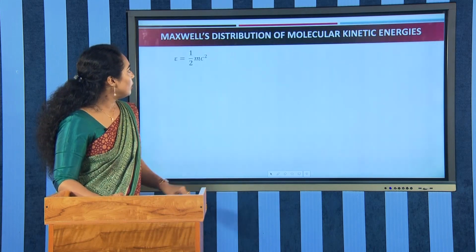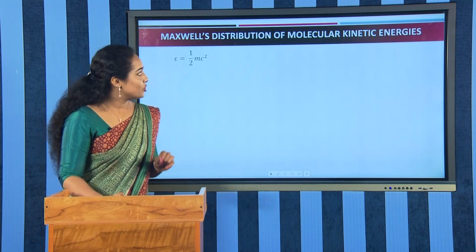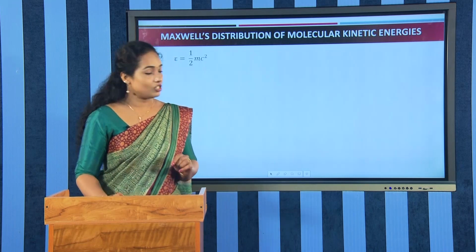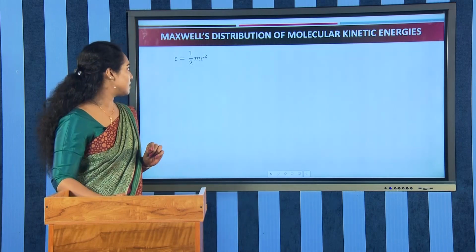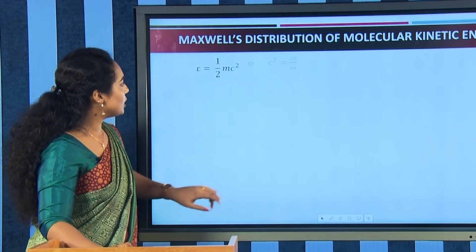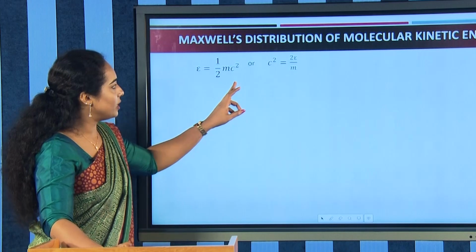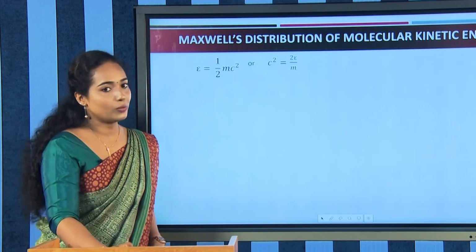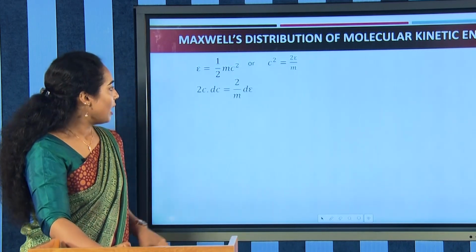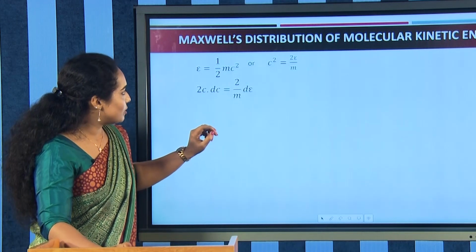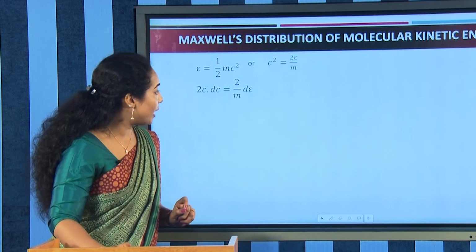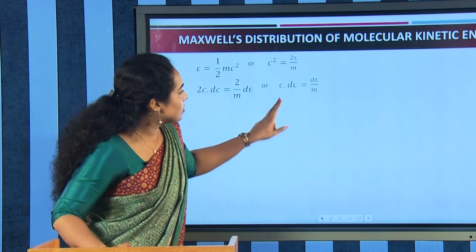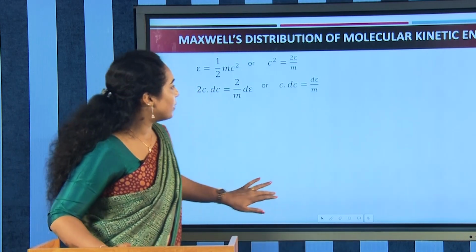Now, we will move to the Maxwell distribution of molecular kinetic energies, how the kinetic energy varies for different gas molecules in a system. We know that kinetic energy is equal to half mc square, which can be rearranged to get c square equal to 2E by m. Differentiating with respect to c, we can write 2c dc is equal to 2 by m dE, or c dc is equal to dE by m.